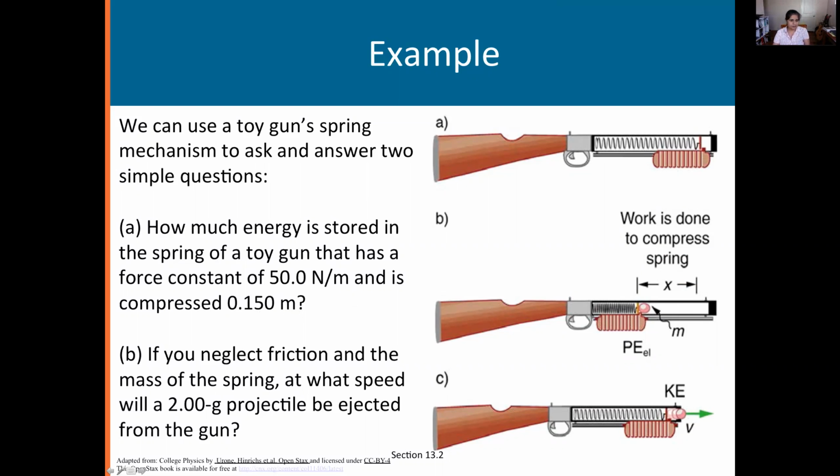Part B. If you neglect friction and the mass of the spring, at what speed will a 2-gram projectile be ejected from the gun? So all of that energy, 1/2 kx squared, that was stored here, will be transferred to the kinetic energy of the projectile as soon as the spring is released. So you set 1/2 kx squared equal to 1/2 mv squared, where m is 2 grams. Don't forget to convert it to kilograms for the SI units.